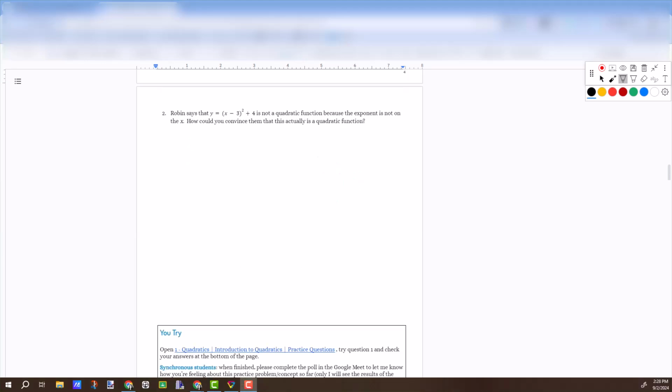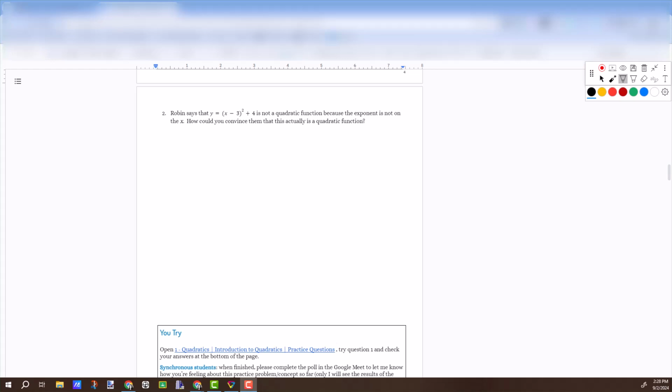Okay, let's look at question 2. Robin says that y equals (x minus 3) all squared plus 4 is not a quadratic because the exponent is not on the x. How could you convince them that this is actually a quadratic function? Well, the fact is the x actually is being squared even though it is not obvious just by looking at it.